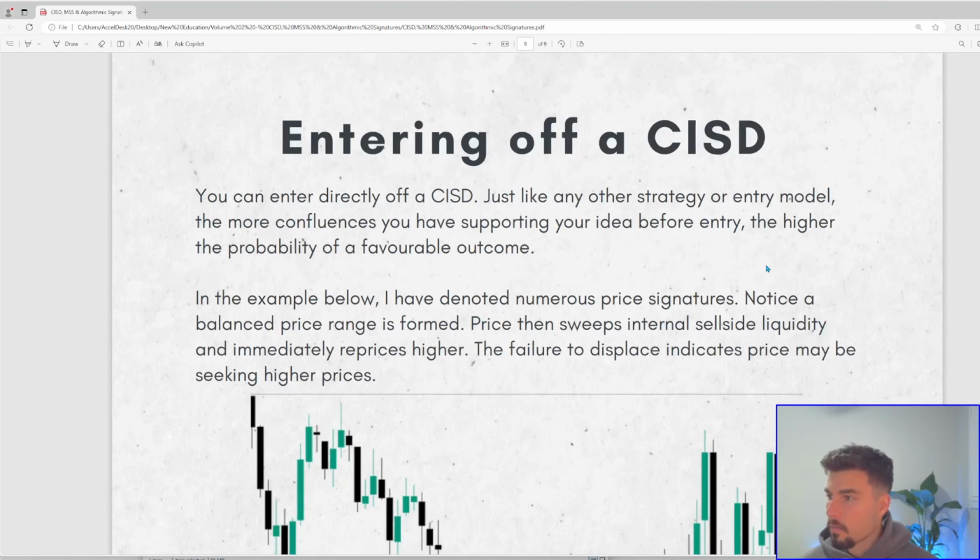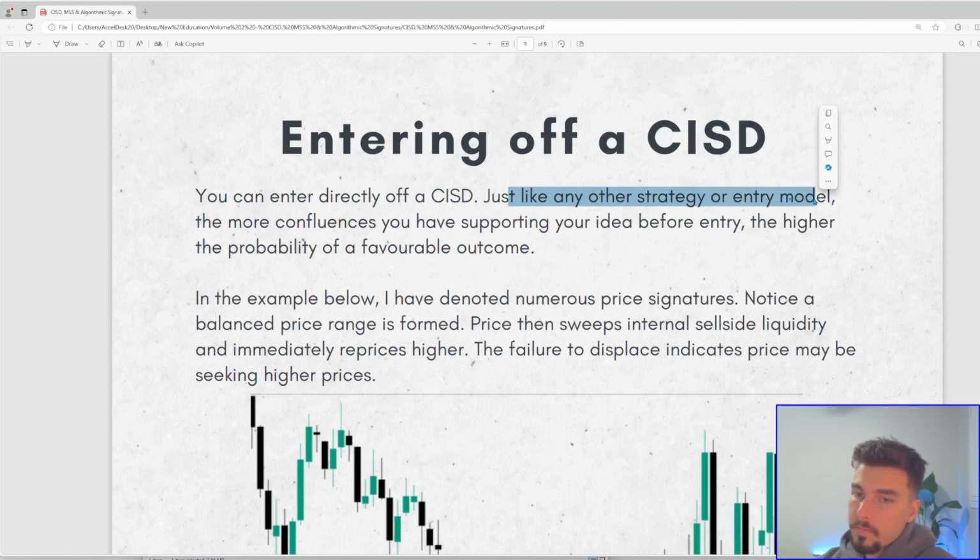So again, you can enter directly off a change in the state of delivery. You can do it, but it's just like any other strategy or entry model. You need to have confluence supporting it. You can't just go, okay, there's some random down close candles, up close candles, we've broken above or below that. There needs to be more.